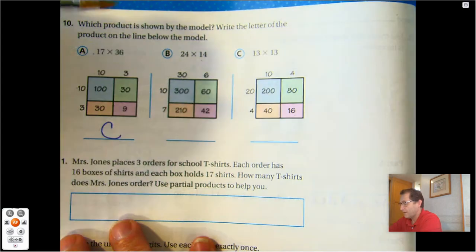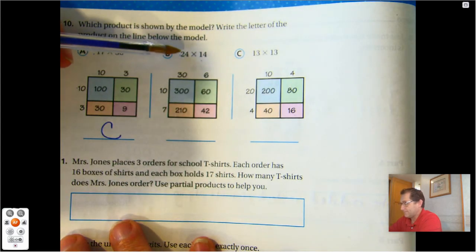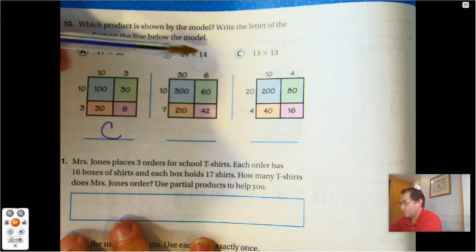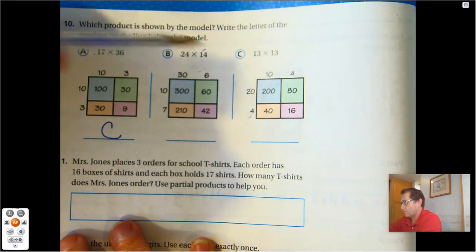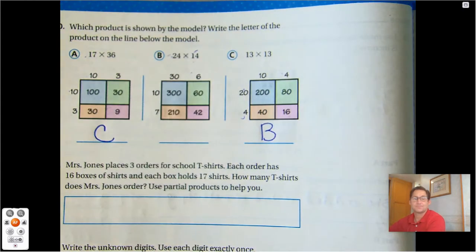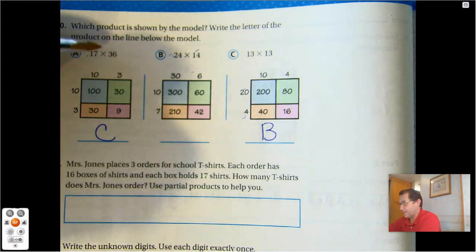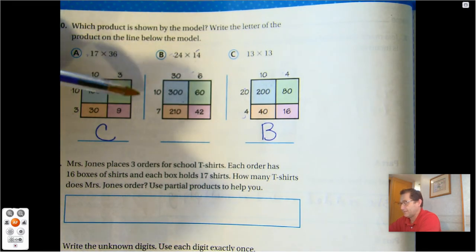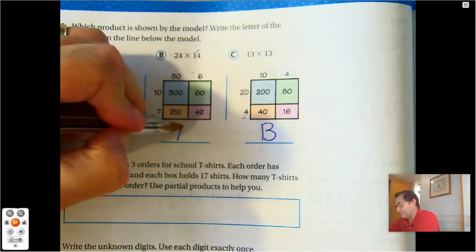24 times 14. Well, 30 plus 6 is not 24. 10 plus 4 is 14, and 20 plus 4 is 24. So this one is B. And then this one must be the 17 times 36. 30 and 6 is 36. 10 and 7 is 17. So, A.